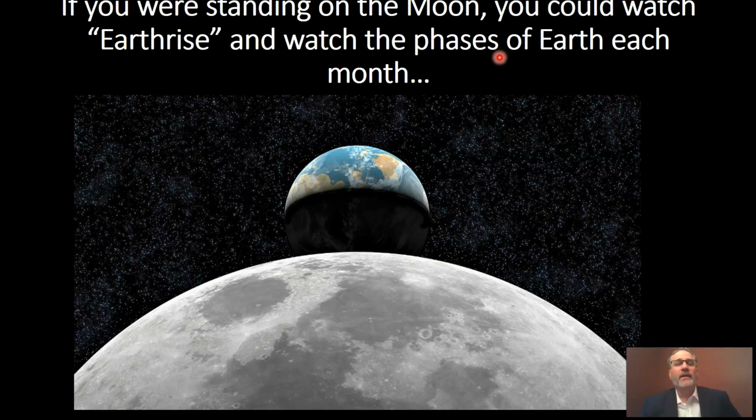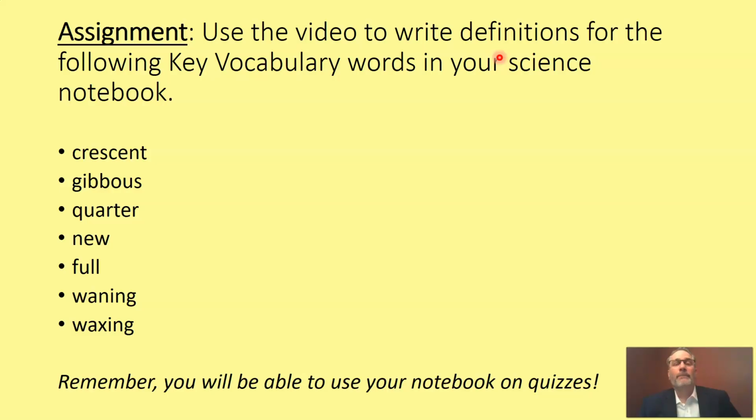This is something that is based on the motion of one object around another. And if you were on the moon, it would be hard to tell that you were orbiting the Earth. You might even think the Earth was orbiting you. But you would be able to see Earthrise and the phases of Earth if you were on the moon. So kind of keep that in the back of your mind.